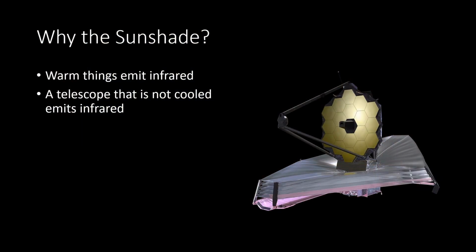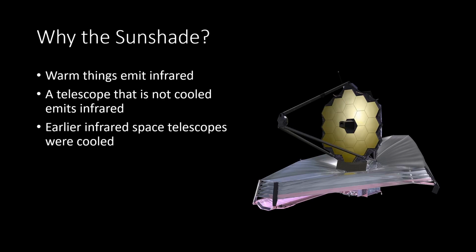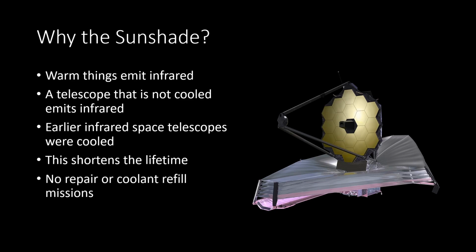So at the telescope, if it's not cooled, it will emit infrared. I already said that. And the earlier space probes were cooled with a refrigerant, I already said that too. And that shortens the lifetime of the thing, but it doesn't in this case because it's passive. The entire thing's passive, and that's really clever. And there, again, there's no repair mission or coolant refill missions that we could ever do.